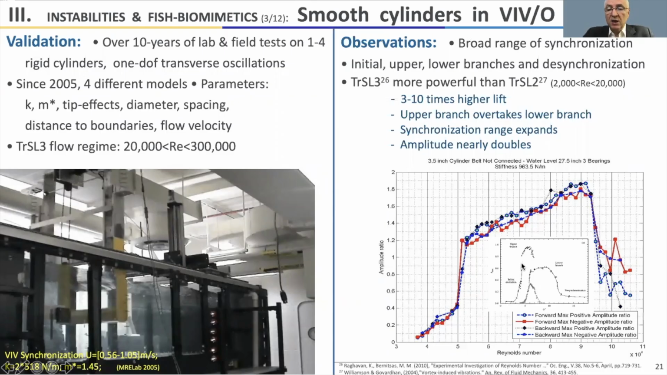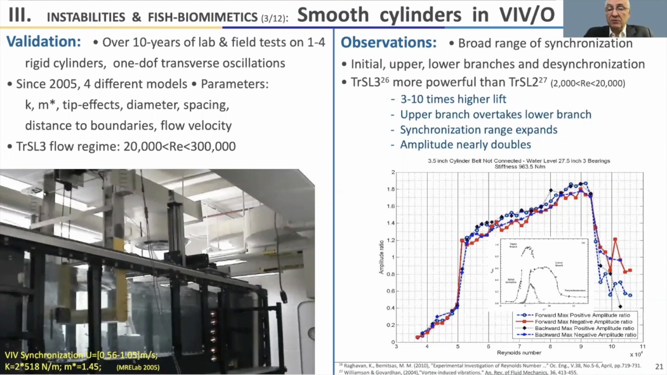If we are in the relatively low Reynolds number regime, on the order of 10,000, then you have the classical figure that we have from about 20 years ago by Williamson, where you have the initial branch, the upper branch, the lower branch, and desynchronization.